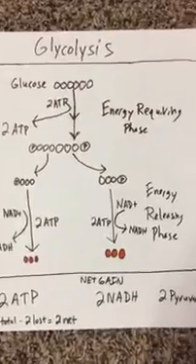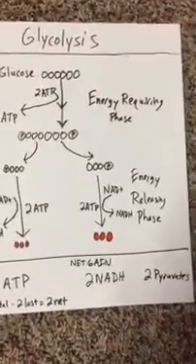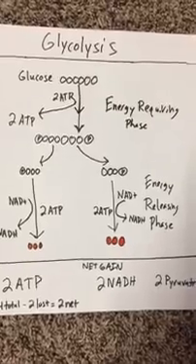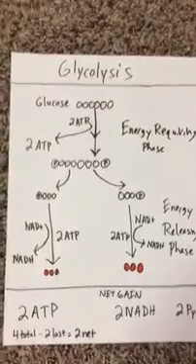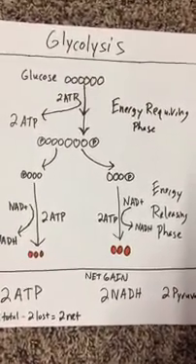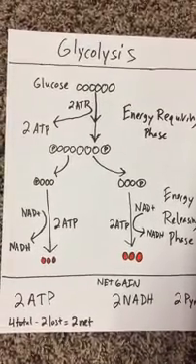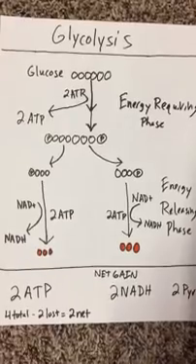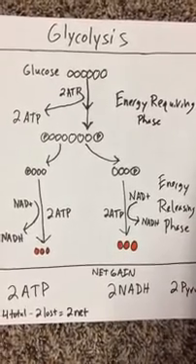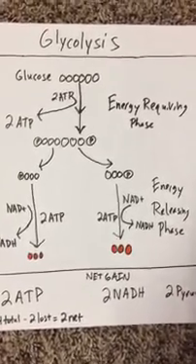Another option, which we're not going to go into detail on today, but I will briefly mention: if there's no oxygen present or the organism cannot use oxygen, the organism will use fermentation to continue glycolysis to make ATP. And that is all for glycolysis.